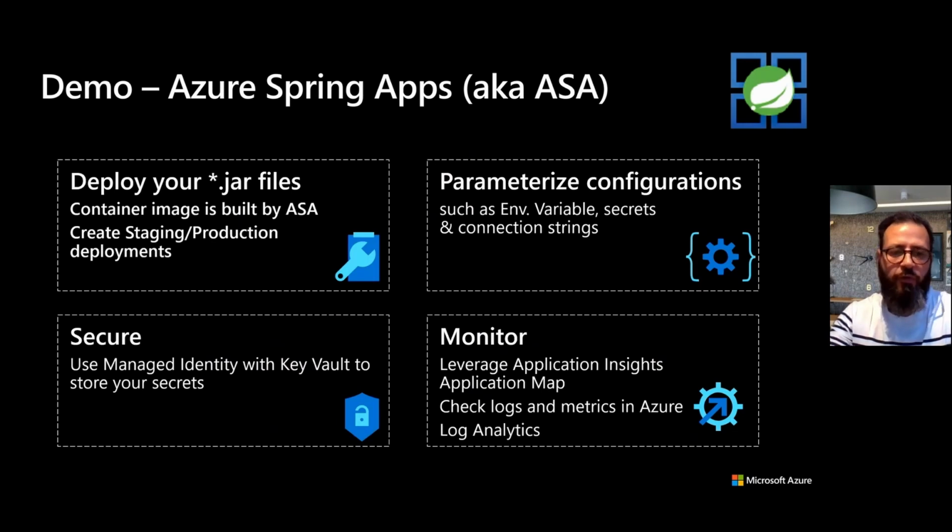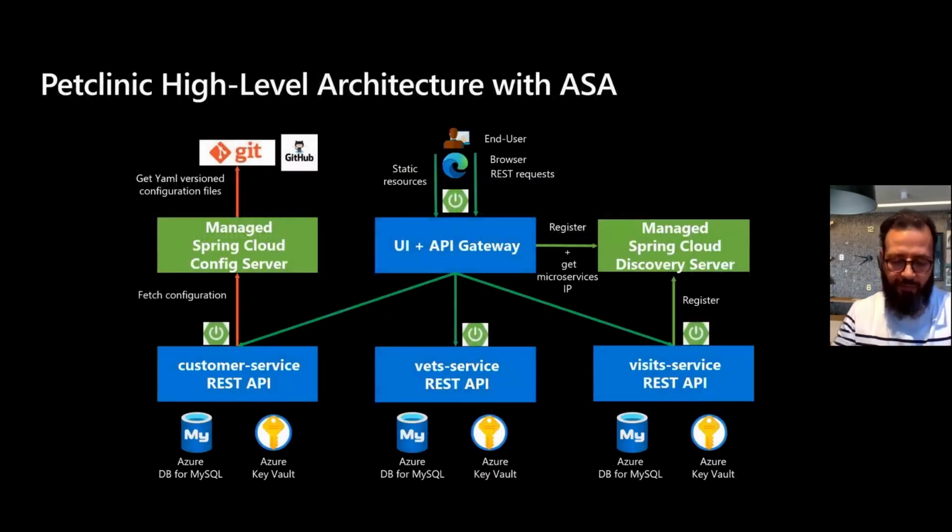But before we switch to the demo, let's have a quick look at the high-level architecture when we design the app with Azure Spring Apps. You will notice some slight changes. This time, I don't need to deploy and manage the config server. It is already fully managed by Azure Spring Apps. It also provides a built-in discovery server. So each of my apps will register to this discovery server. And for instance, the API gateway will register to the discovery server to get the IP addresses of each microservice.